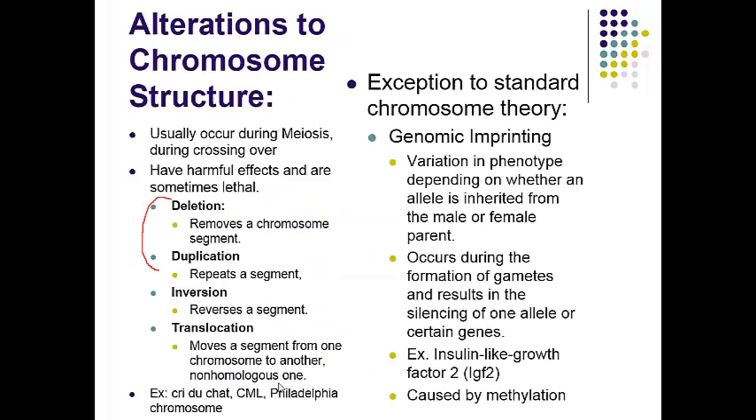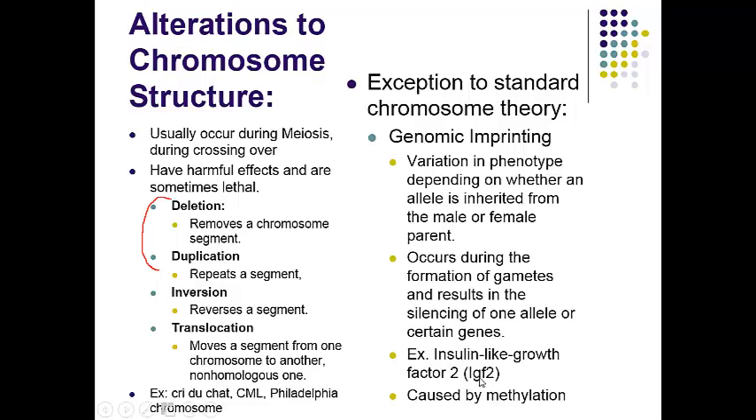Finally, we end with an exception to the standard chromosome theory of inheritance. Sometimes it does not matter the combination of alleles that you inherit, but it matters who you inherit what allele from. Sometimes you only express the allele that comes from your mom. Sometimes you only express the allele that comes from your dad. This process, in which your combination of alleles doesn't matter, but who you inherit what allele from, is called genomic imprinting. An example is seen with the gene for insulin-like growth factor 2.